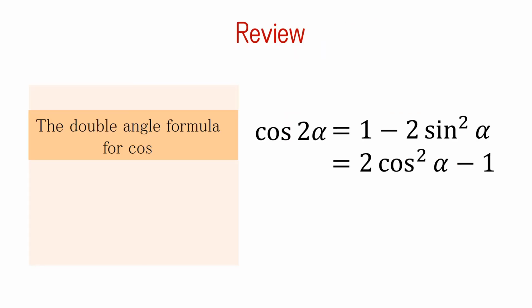Finally, let's review what we have learned. The double angle formula for cosine is cosine 2α equals 1 minus 2 sine squared alpha, which equals 2 cosine squared alpha minus 1. That concludes this lesson.